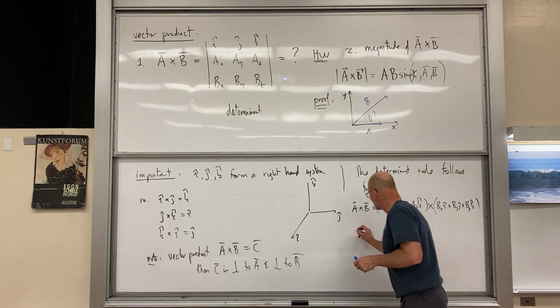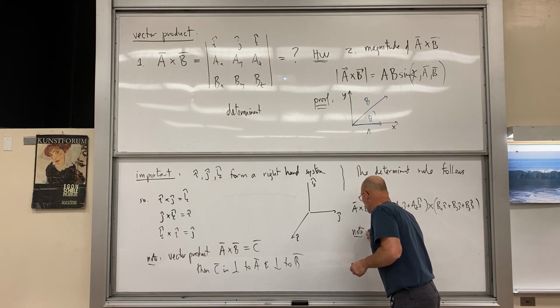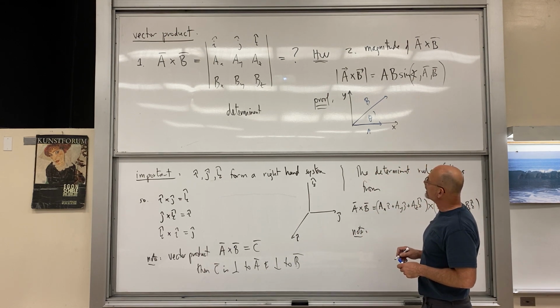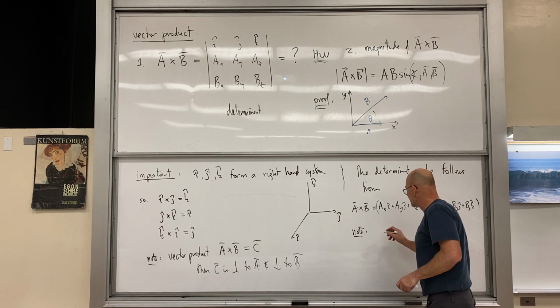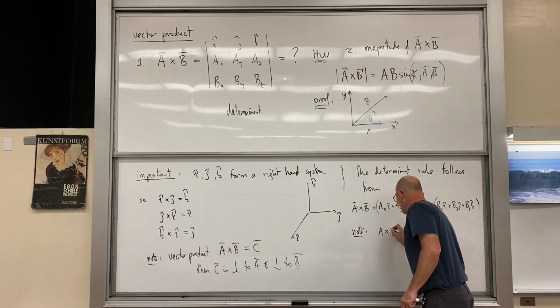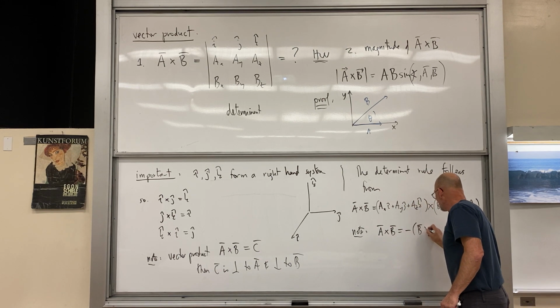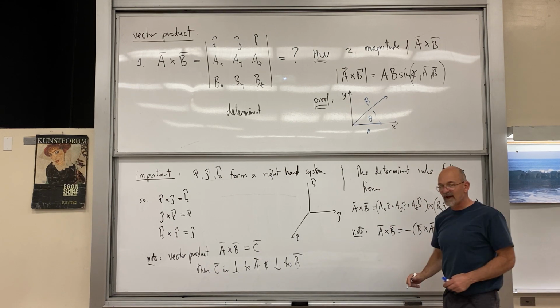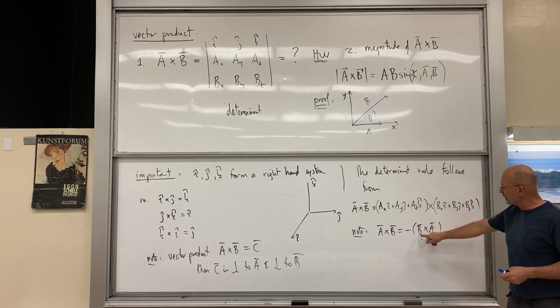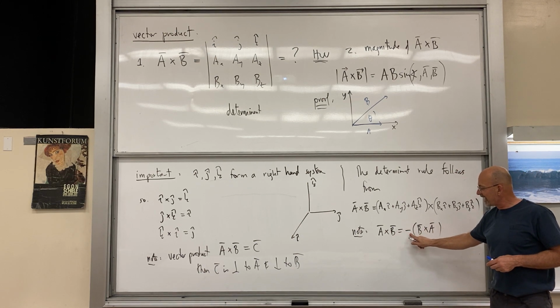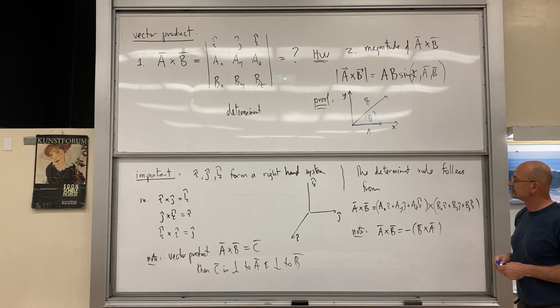And finally, the only thing I haven't mentioned here, which is part of these definitions actually, is that A cross B is minus B cross A. So you don't have a commutative law. In fact, you reverse the order, you get the negative of the original one.